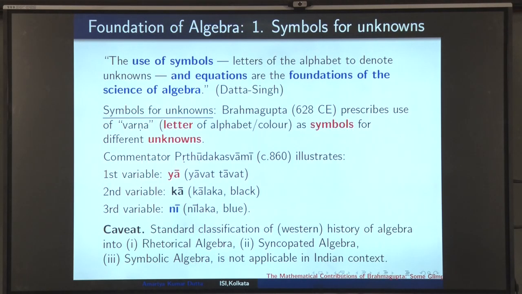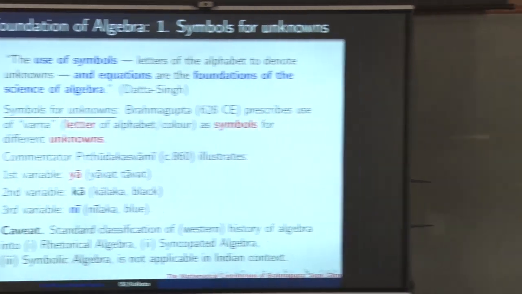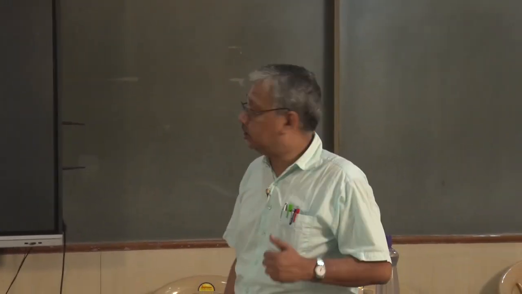Now we come back to Brahmagupta. So the foundation of algebra, the first criterion was symbols for unknowns. Castleman is from Yale, right? I cannot recollect right now.